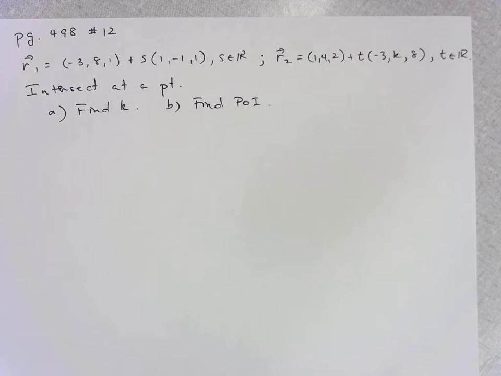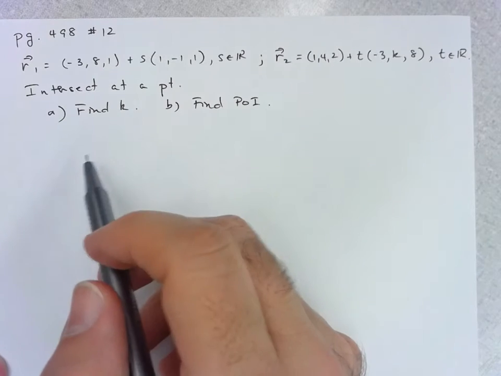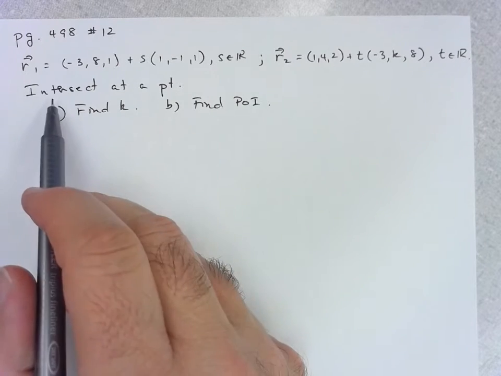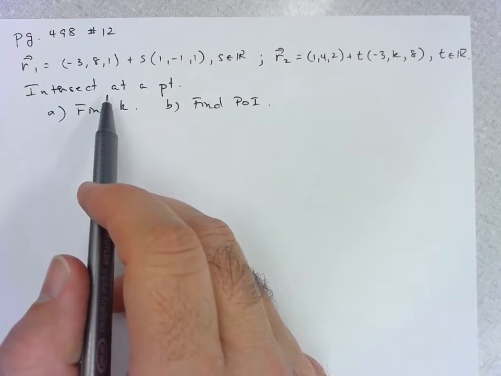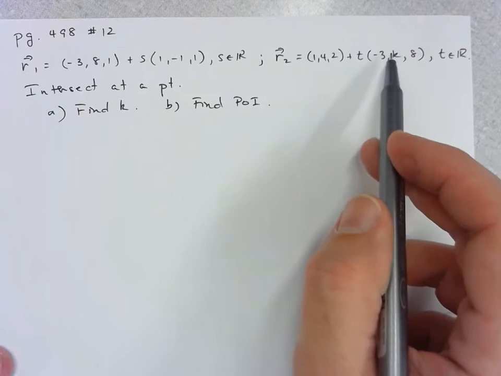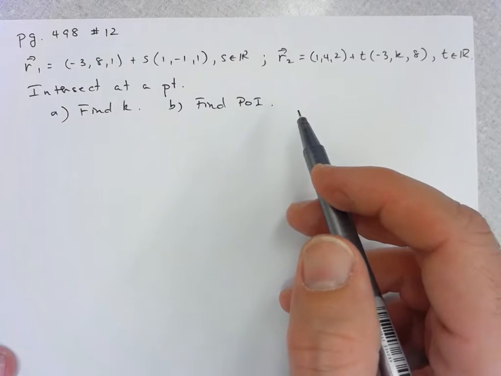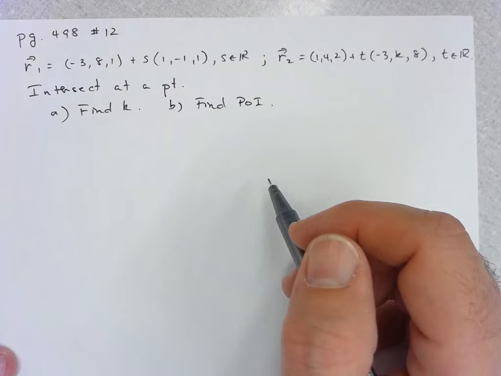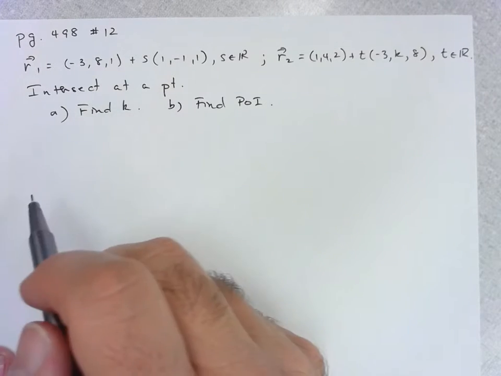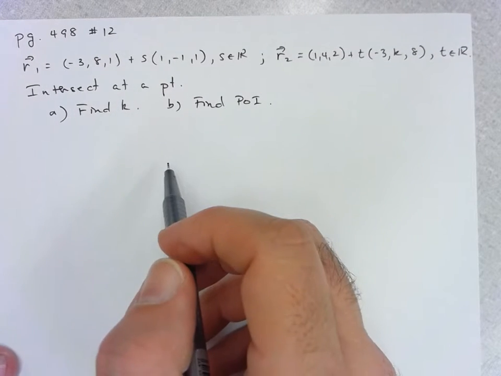Hi folks, we're going to take a look at number 12 from page 498. So they give us the equations of two lines, and they tell us that these two lines intersect at a point. Okay, now notice that this one here has an unknown value in the direction vector. So what they want us to do is to find that unknown value and then find the point of intersection.